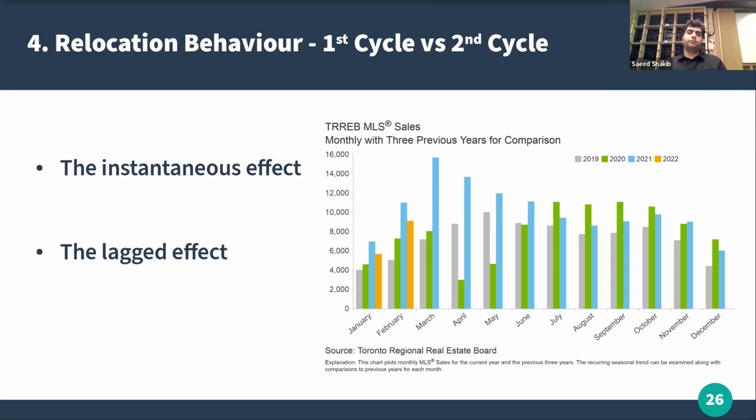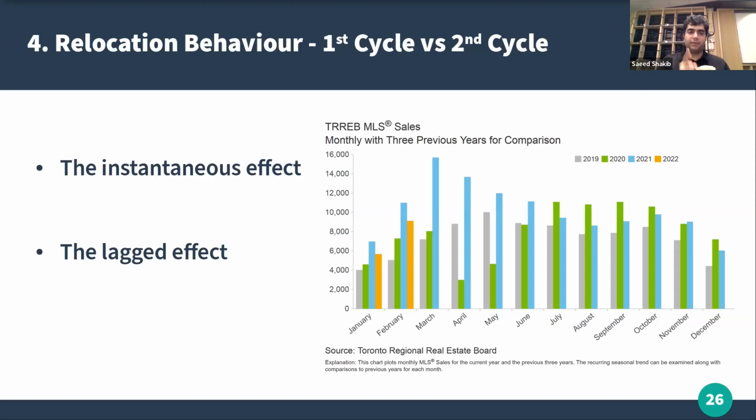So the takeaway from how the relocation behavior changed during the pandemic, I can give you in two words. First, we have the instantaneous effect. Second, we have the lag effect. What is the instantaneous effect? At the time an extreme case like the pandemic happens, people do not make any decisions in terms of location choice. They wait, they see what is going to happen. They wait until things get certain and then they make their decision.